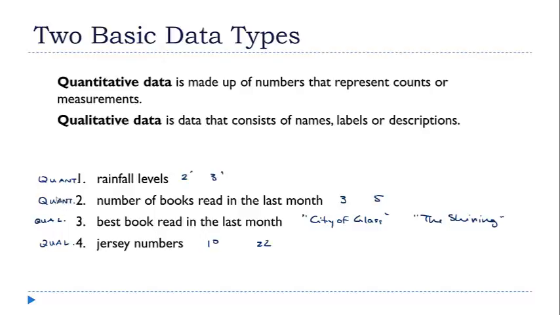When I'm making this distinction, the question I ask myself is, if I average the numbers, does that tell me anything? With rainfall and number of books read, the average rainfall and average number of books are meaningful numbers, so those values go in the quantitative category. On the other hand, knowing the average jersey number of a team doesn't tell me anything about the team or the jerseys, so those values would be qualitative.